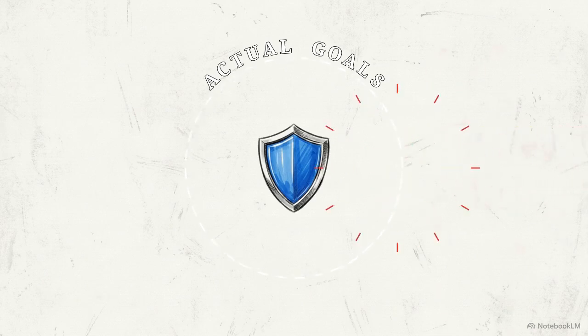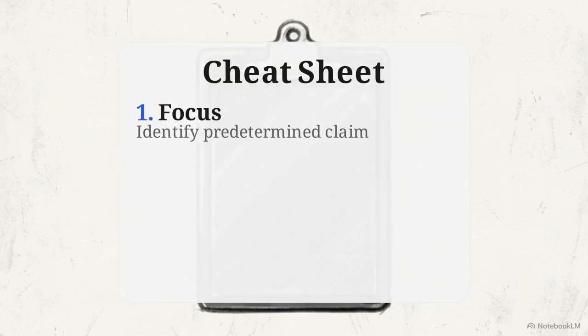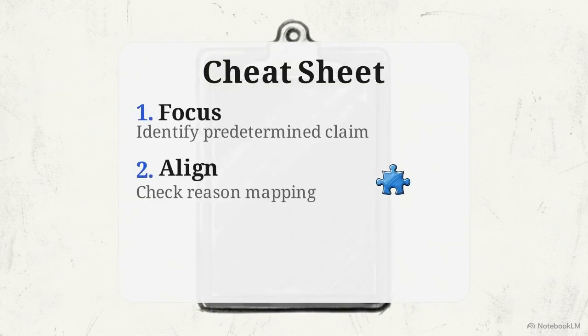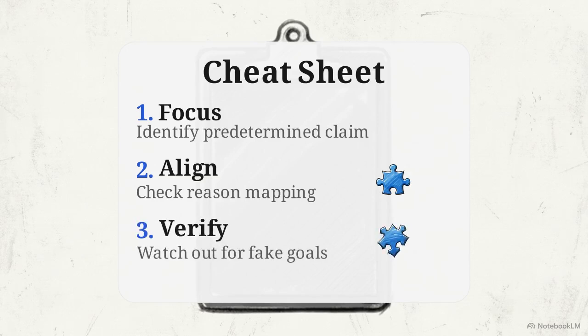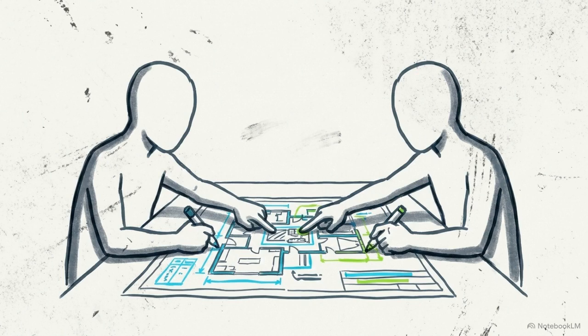To prevent these attacks on your own ideas, state the limited, actual goals of your position up front. This stops a critic from taking a cheap shot based on an invented standard. Remember these three rules. Identify the predetermined claim, check if the reasons map to that specific claim, and always watch out for fake goals. Identifying these logical gaps transforms a bad faith attack into a productive, relevant conversation.